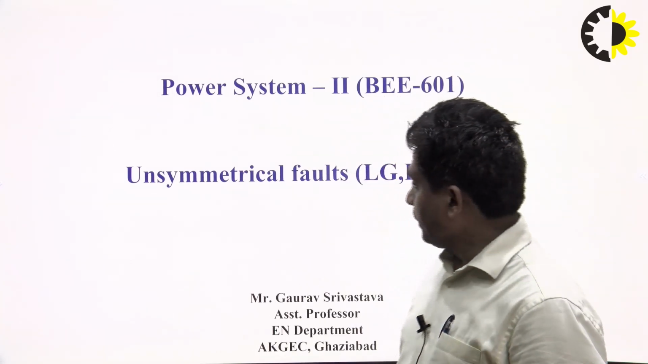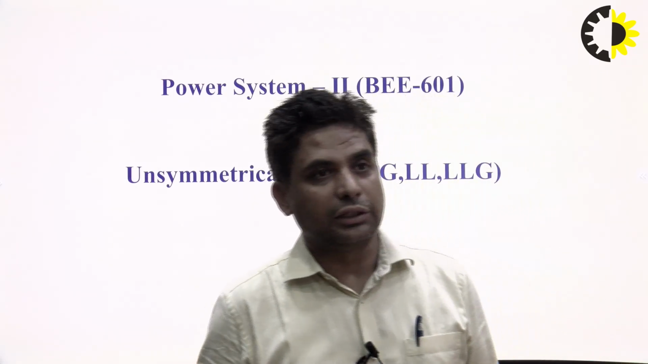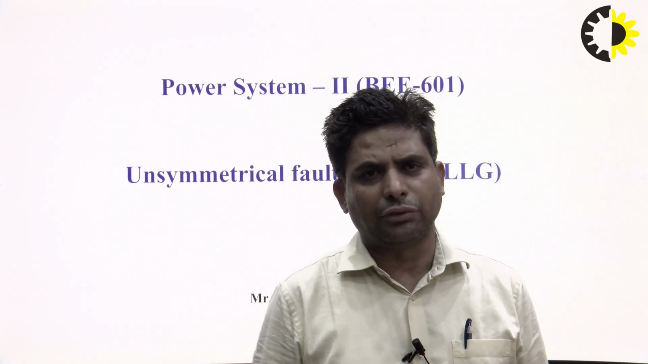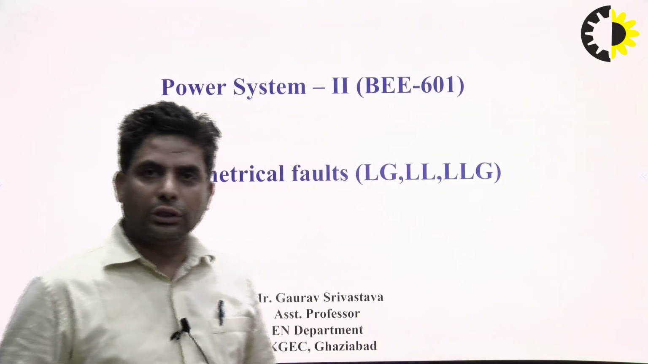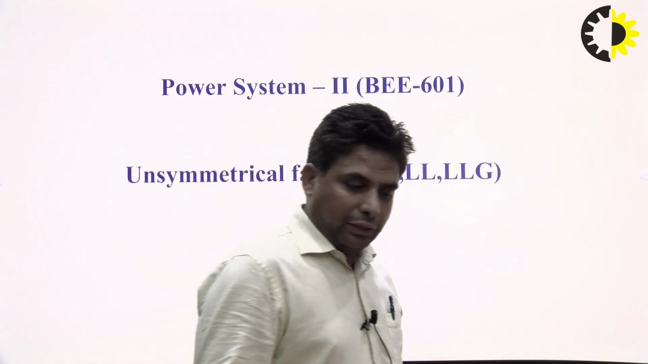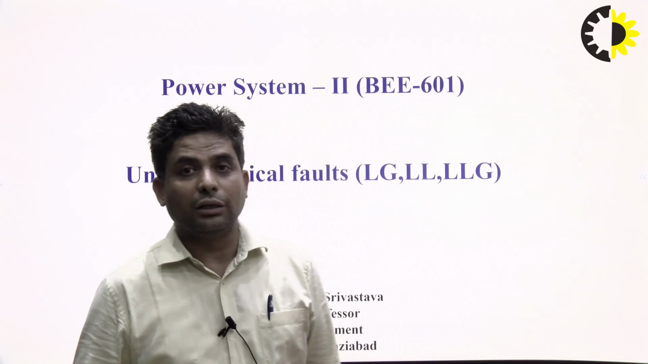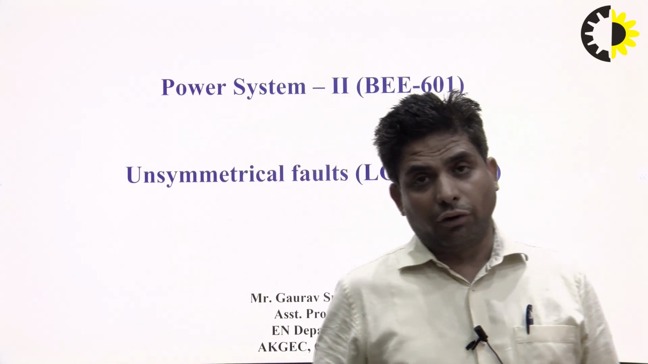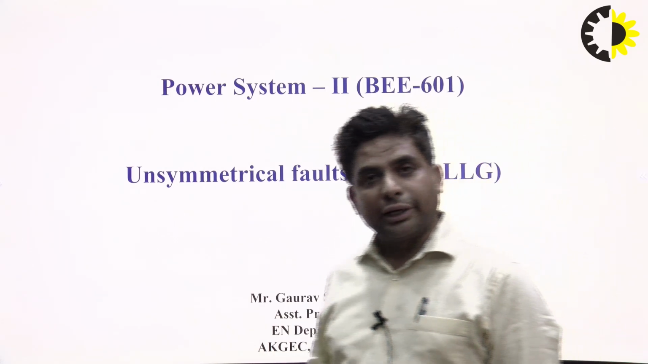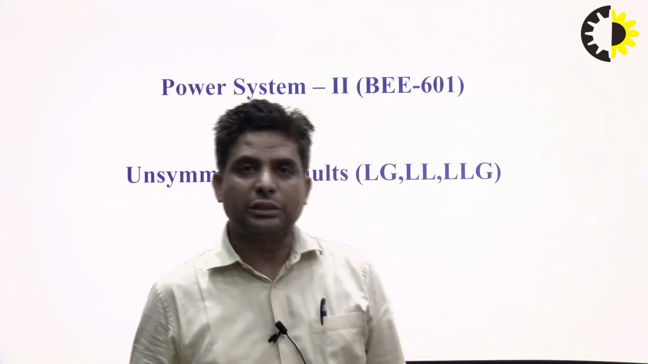The unsymmetrical fault is basically a type of shunt fault. Different types of faults occur in a power system: there are two types, series faults and shunt faults. In the series fault, there are two types, the one conductor open fault and the two conductor open fault. Similarly, the shunt fault is categorized into two categories: one is the symmetrical fault and the second is the unsymmetrical fault.